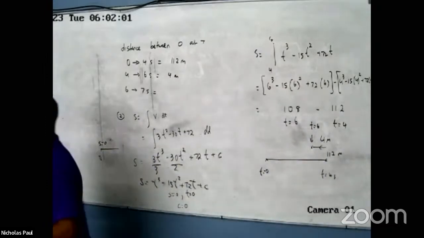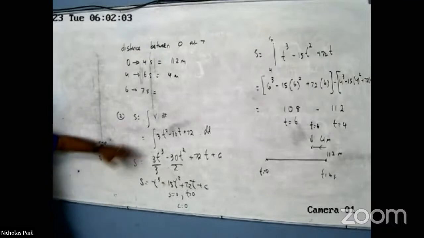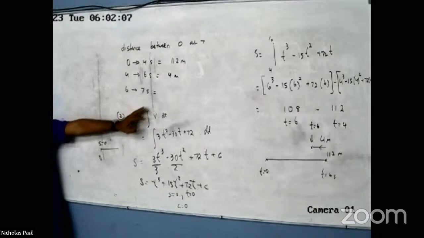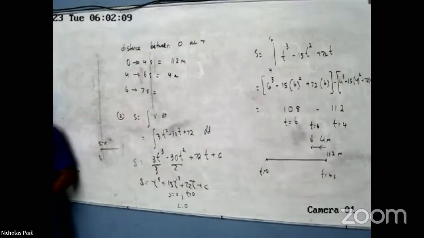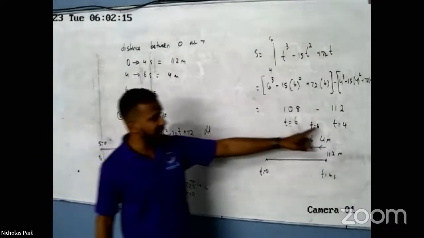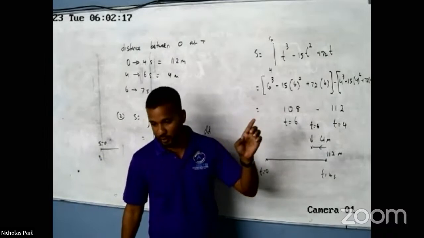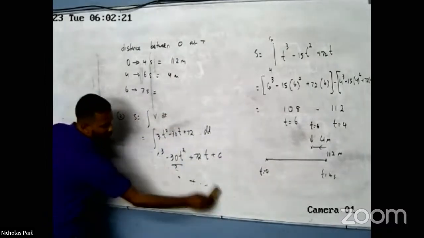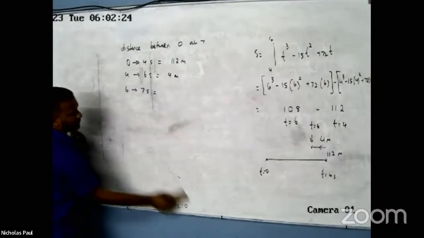So there was a reason earlier why they make you find where it is at rest. There's a question in one of the years like that. You have to figure out where it changes direction. Once you realize these signs, it means that you change direction. So to find total distance, you have to consider where it changed direction.